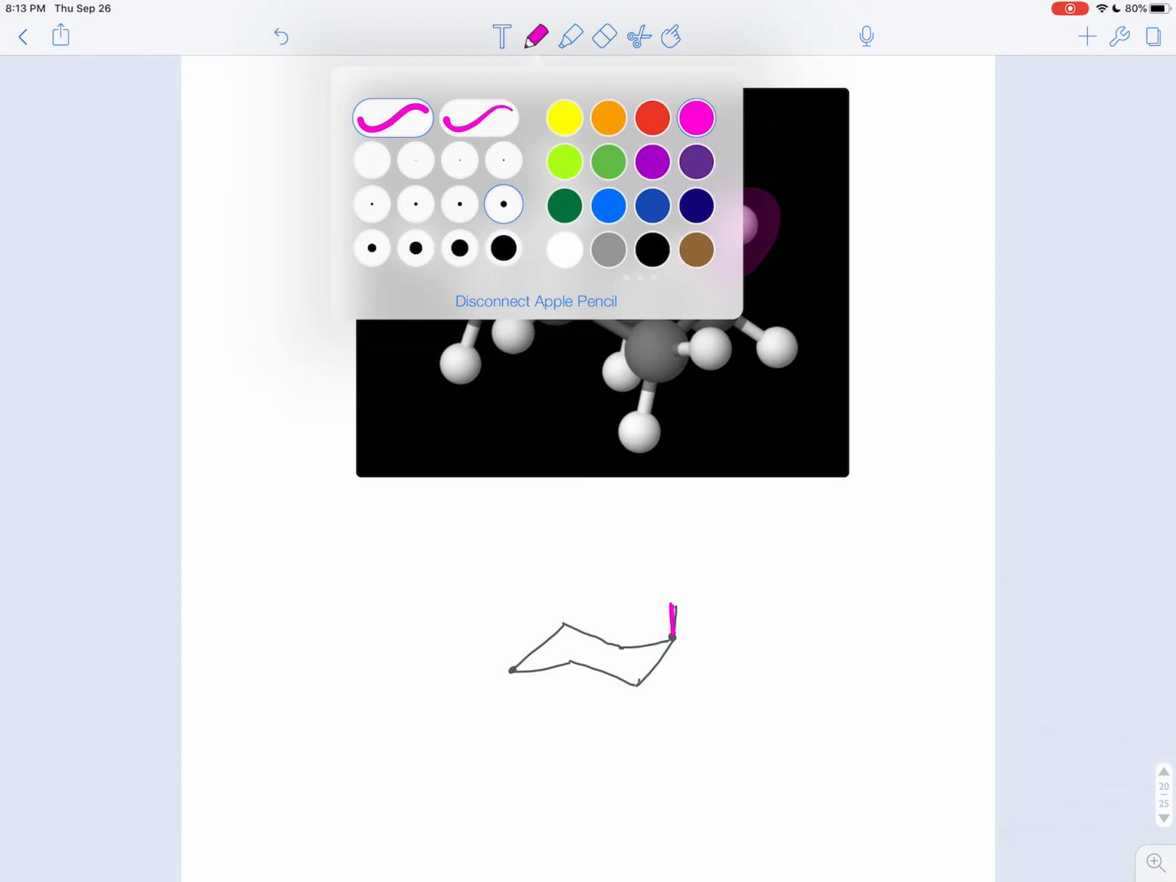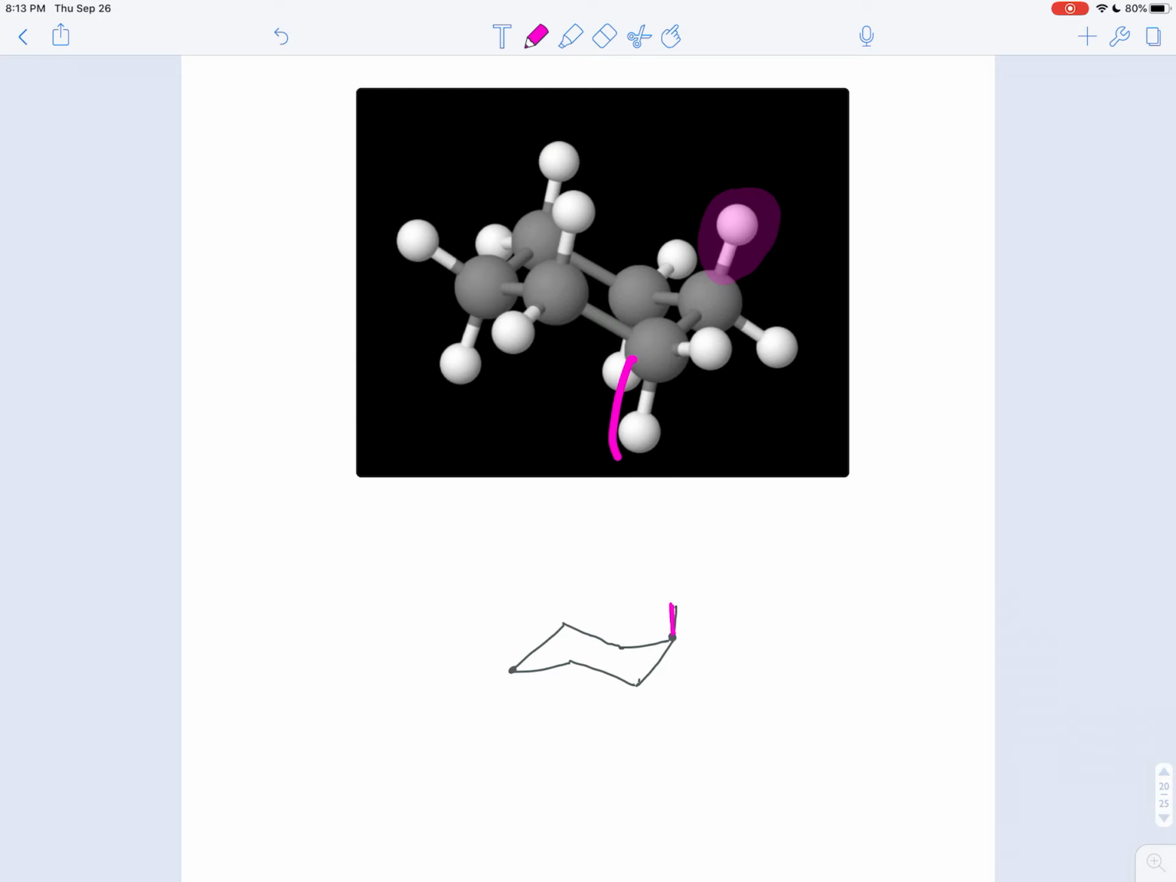Look at the next carbon over. The one that's going vertical is going down. Next carbon over, the one that's going vertical is going up. Next carbon over, the one that's going vertical is going down. You see that they're alternating. Next carbon over, the one that's going vertical is going up.